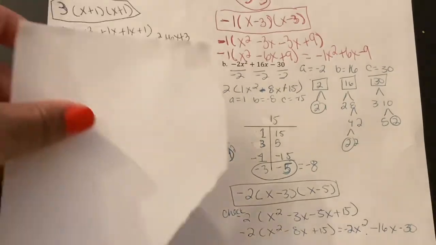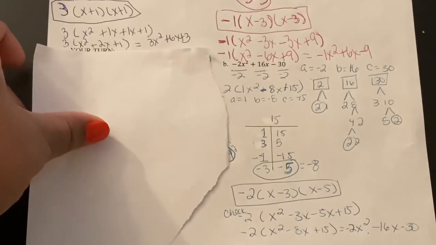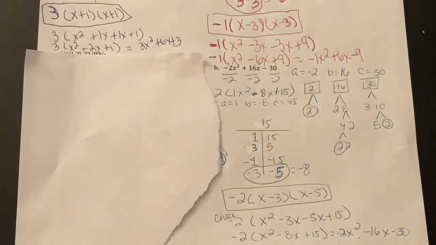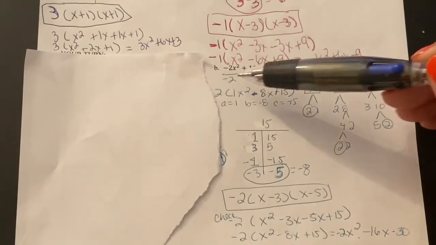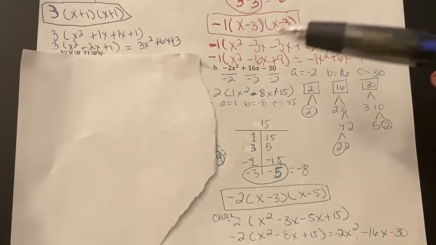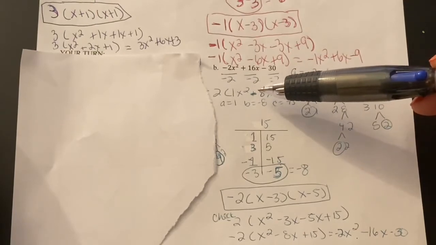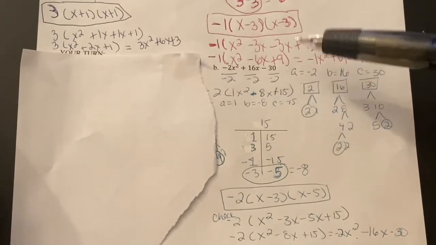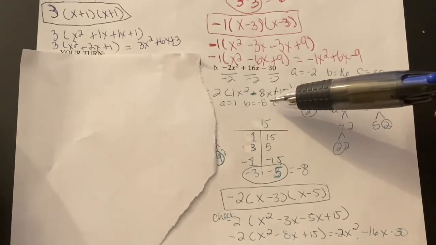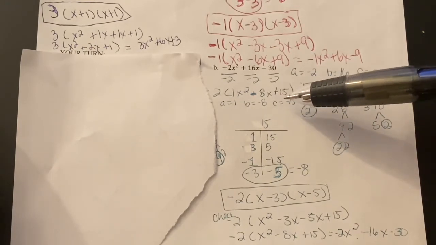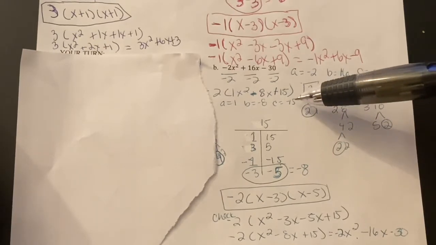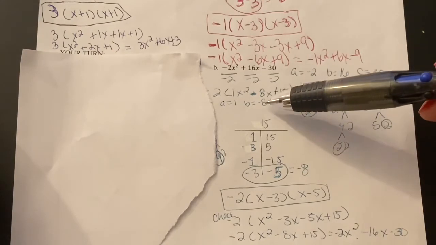Okay, now looking at the second one, negative 2x squared plus 16x minus 30, you'll see that the greatest common factor was negative 2, so we took out negative 2. Put that negative 2 out in the front. You're left with 1x squared minus 8x plus 15. Your new a, b, and c are a equals 1, b equals negative 8, and then c equals positive 15, which means that we have to find the factors of 15 that add to make negative 8.